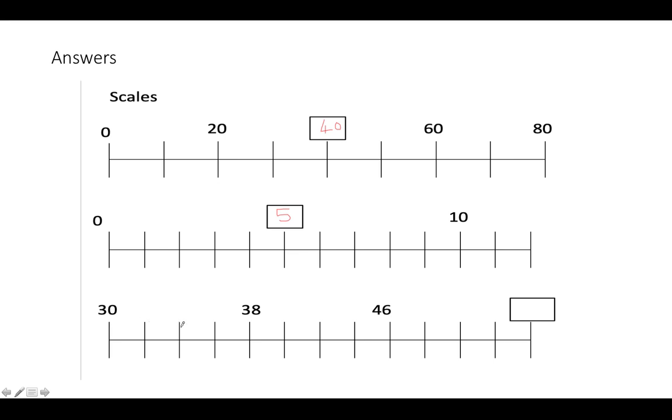And then let's try this last one. 30, 31, 32, no, that doesn't work. 30, 35, 40, no. I think this one must be in 2s. Let's try it. 30, 32, 34, 36, 38. It is. 40, 42, 44, 46, 48, 50, 52, 54.